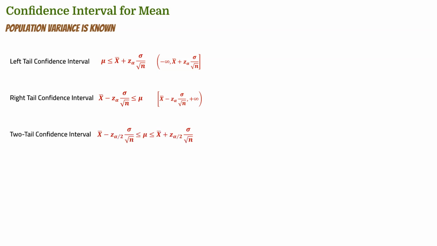Two-tail confidence interval, as I showed previously, is between x bar minus z alpha divided by 2 sigma over square root of n and x bar plus z alpha divided by 2 sigma over square root of n, or you can put it in the brackets.